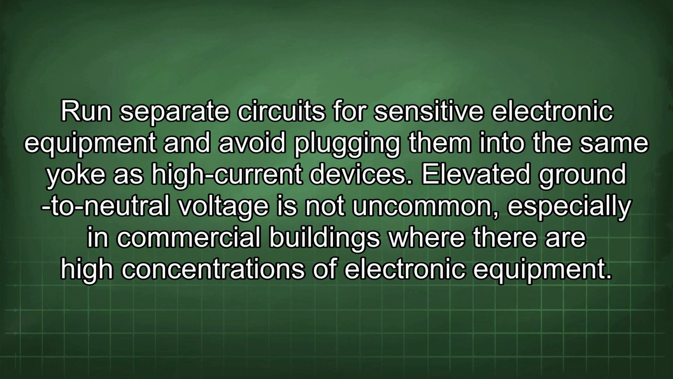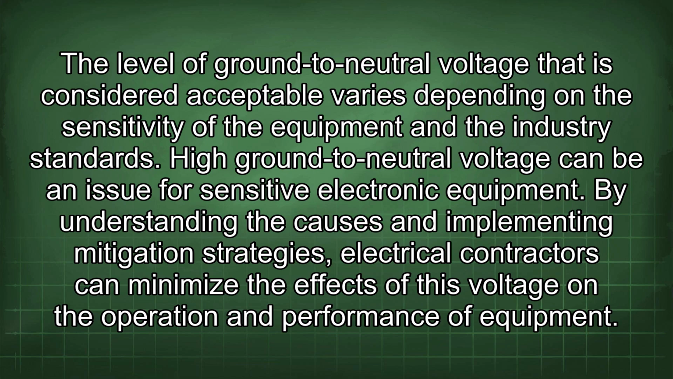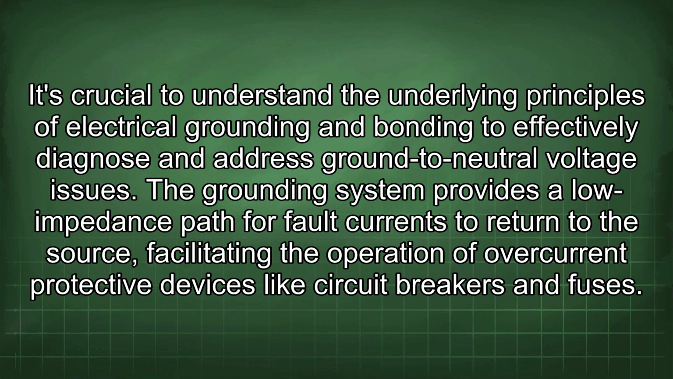electronic equipment. The level of ground to neutral voltage that is considered acceptable varies depending on the sensitivity of the equipment and the industry standards. High ground to neutral voltage can be an issue for sensitive electronic equipment. By understanding the causes and implementing mitigation strategies, electrical contractors can minimize the effects of this voltage on the operation and performance of equipment. It's crucial to understand the underlying principles of electrical grounding and bonding to effectively diagnose and address ground to neutral voltage issues.